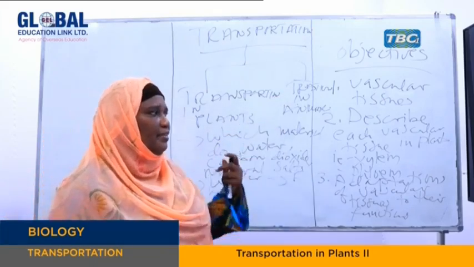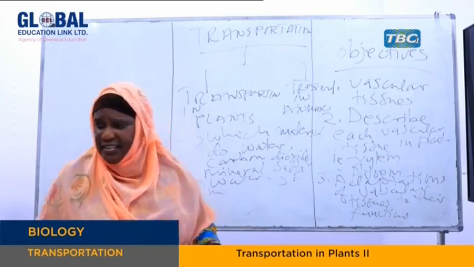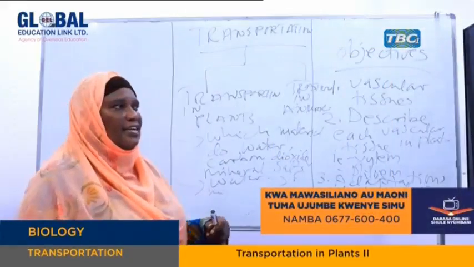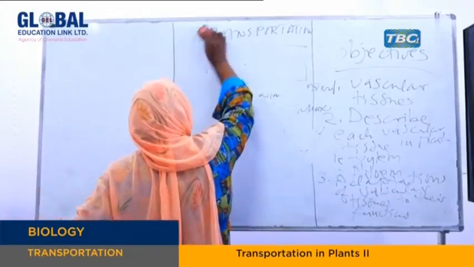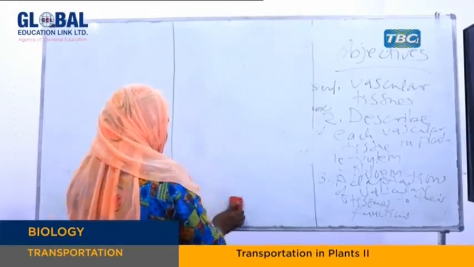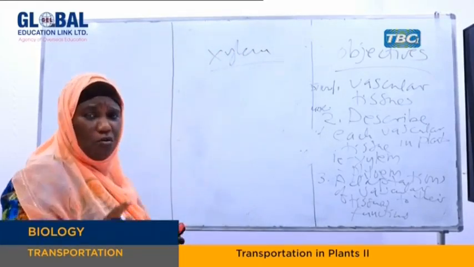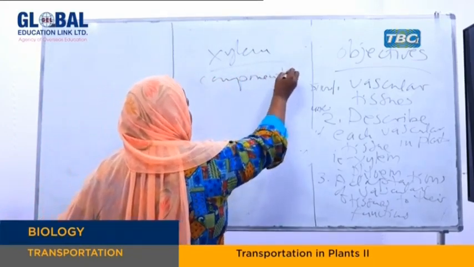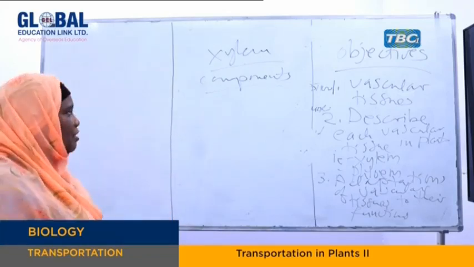The first one you have already seen in my introductory part. The second question says, describe the structure of the xylem. You are required to make a description. And for the case of description, here, you are required first of all to know its components. Components of xylem. Xylem is composed of the following.